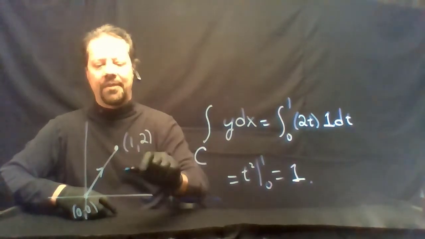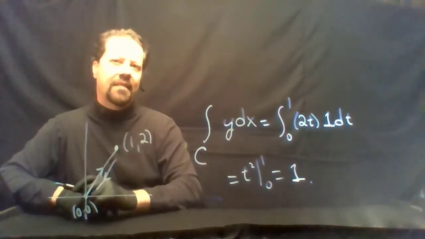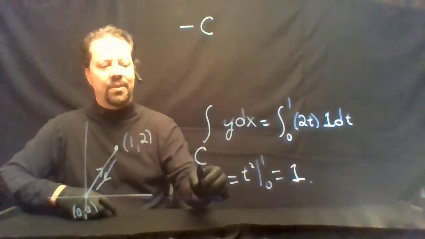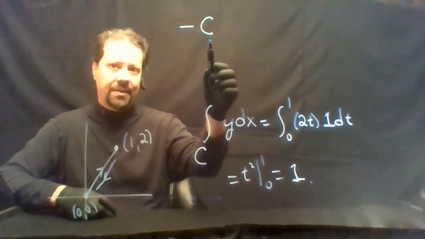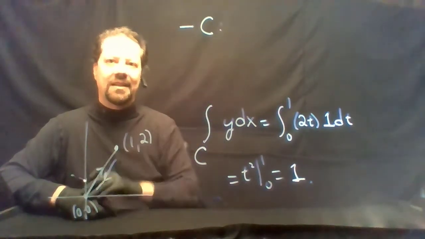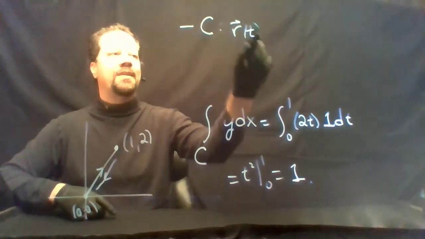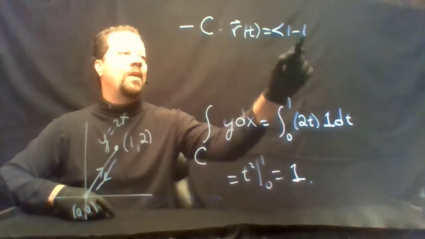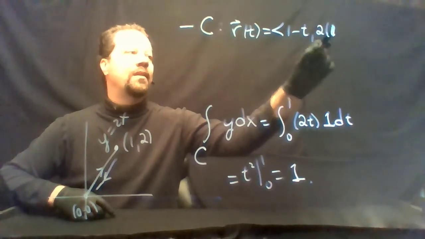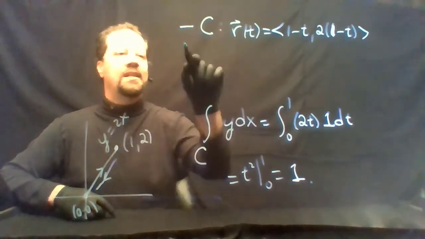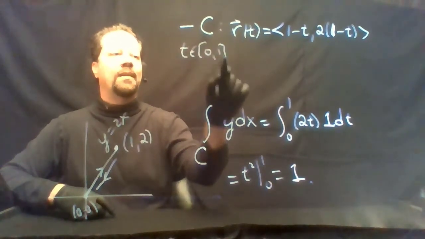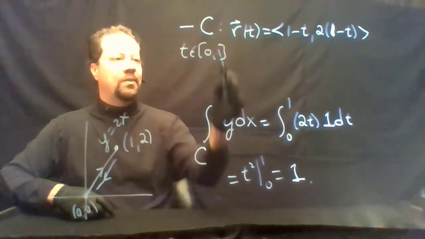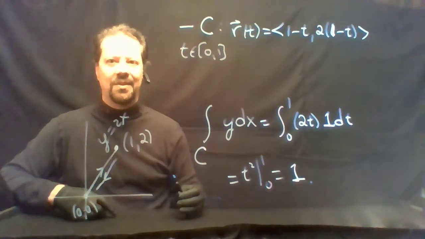Let's look at the curve parameterized in the other direction. Let's denote that by minus C. Whenever we have a curve parameterized one way, and then parameterize it in the opposite way, let's denote that by minus C. In this case, we can parameterize the curve still along the line y equals 2x as 1 minus t, 2 times the quantity, 1 minus t. t will take values between 0 and 1. When t is equal to 0, we're at the point 1, 2. When t is equal to 1, we're at 0, 0.